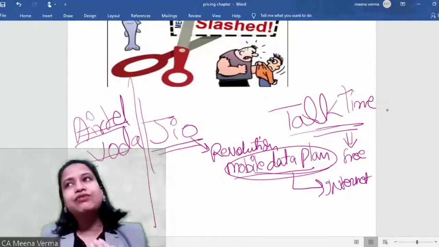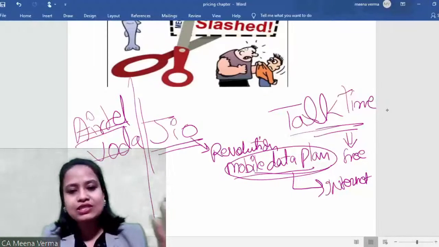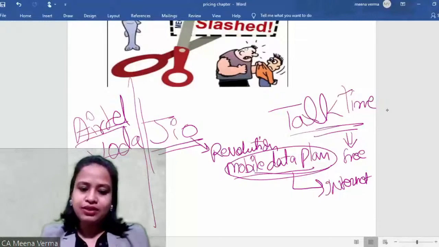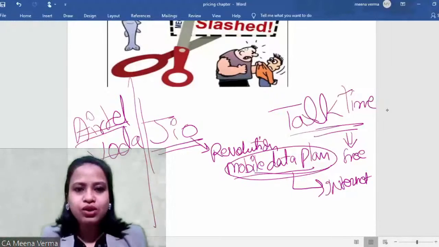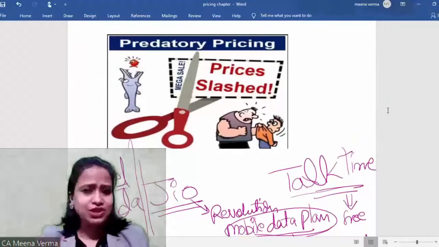Now, people in villages in India are also using mobile data plans. They can access the world. They can see what is happening all around the world. It's a good source of information and knowledge also. Now see how it has changed life.